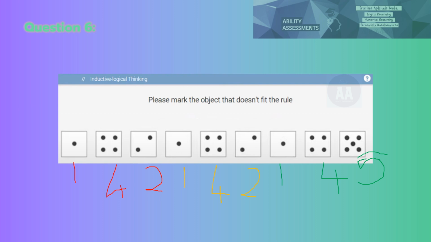I think the answer is already clear, but just to make sure, you can see the pattern is 1, 4, 2, 1, 4, 2, and then 1, 4, and this one should be 2 circles, but you have 5. So we've identified the pattern, which is repetitive 1, 4, 2 in a sequence, but this one is out of line or out of place, and it should actually be a 2 instead of a 5.